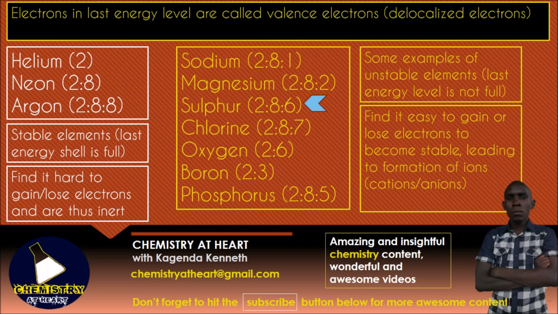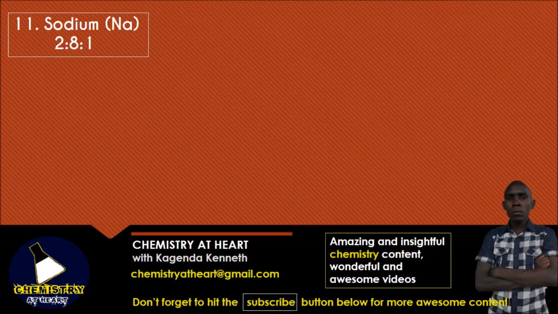So, well, let's dive into the formation of ions. If the valence electrons are from 1 to 4, then the element loses electrons to become stable. What do I mean? Let's look at sodium as an example, whose electronic configuration is simply 2, 8, 1, and it means that sodium loses 1 electron to become stable, and that means that its new electronic configuration will be 2, 8.